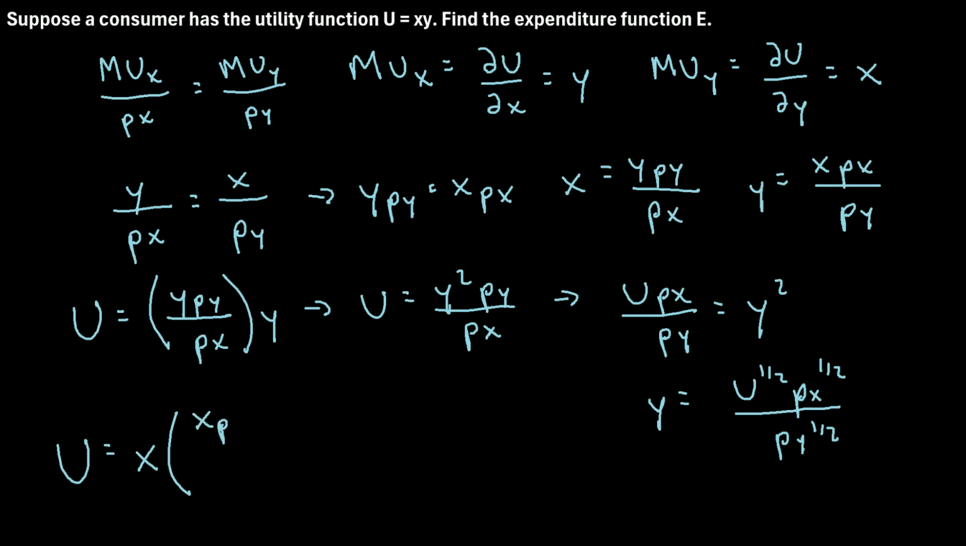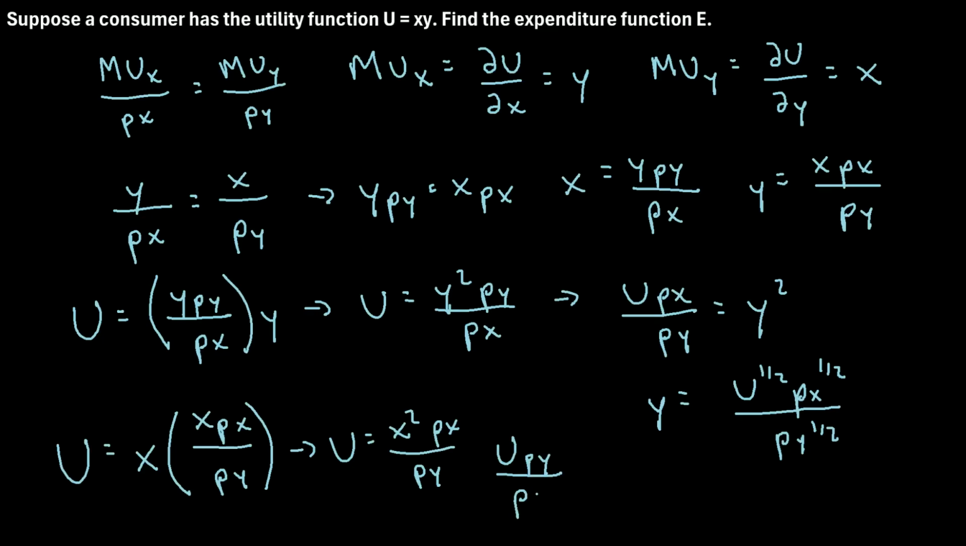So we'll have x times the price of x divided by the price of y. So simplifying a little bit, we get u is equal to x squared times the price of x times the price of y. To get x by itself, we'll multiply both sides by the reciprocal of this fraction right here, and we'll find that u times the price of y over the price of x is equal to x squared. And if we take the square root of both sides, we'll find that x is equal to u to the 1/2 times the price of y to the 1/2 divided by the price of x to the 1/2.